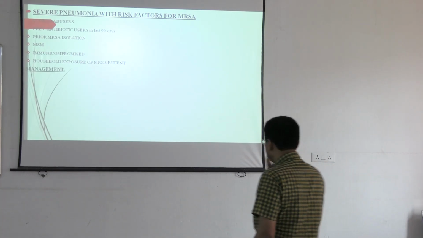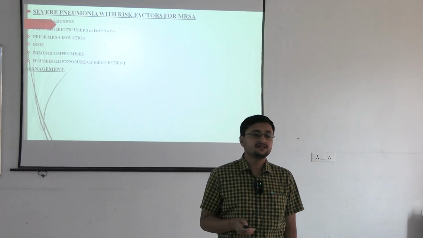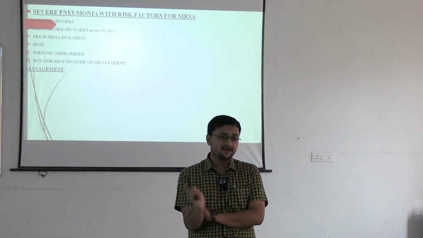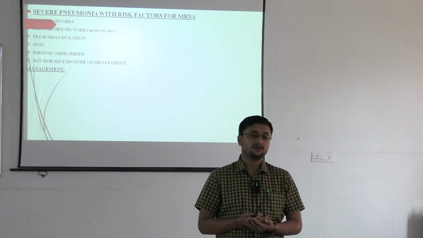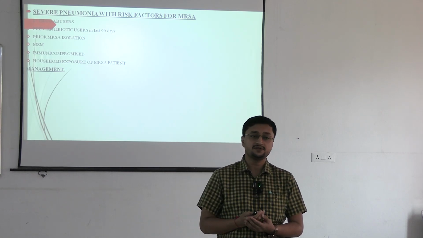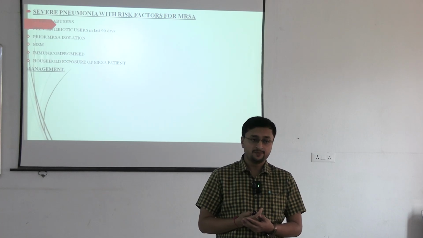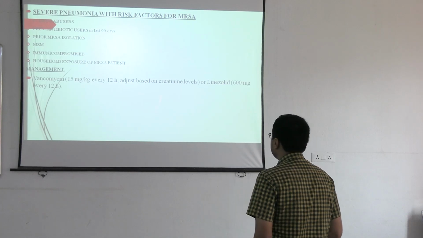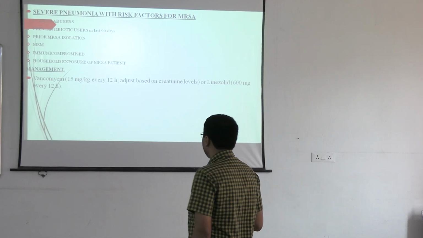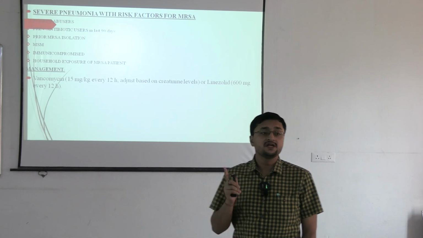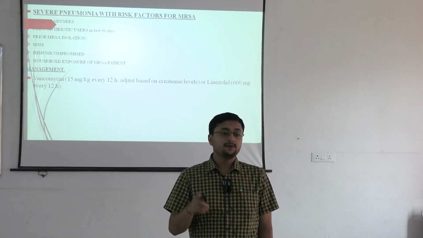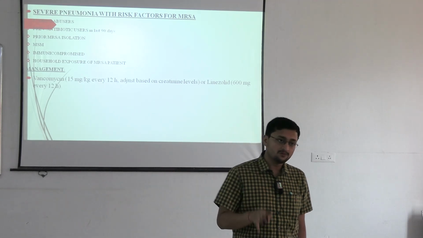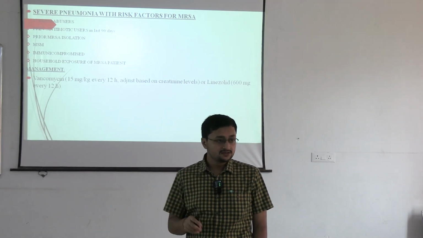And what could be the management? And what are the anti-MRSA drugs? Vancomycin. So vancomycin is a type of which class of antibiotic? So it is a glycopeptide, cell wall inhibitor, right? Vancomycin dose is 15 mg per kg, 12 hourly, but should be adjusted on the basis of creatinine level. So in patients having CKD stage 4 or 5, we should avoid vancomycin. We should prescribe linezolid, right?